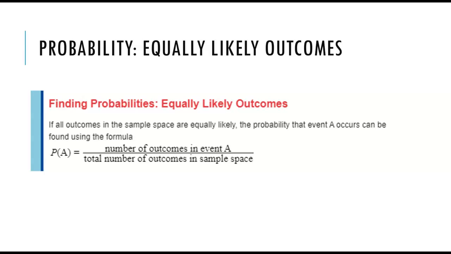So here's a definition with a formula. If all the outcomes in the sample space are equally likely, like when we roll a dice or draw from a deck of cards, the probability that event A occurs can be found by using that formula. Make sure you pause the video now and make sure you write this formula down.